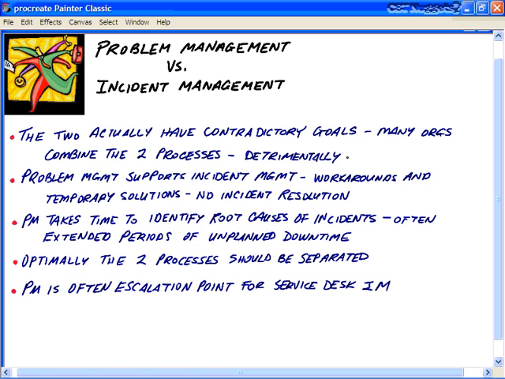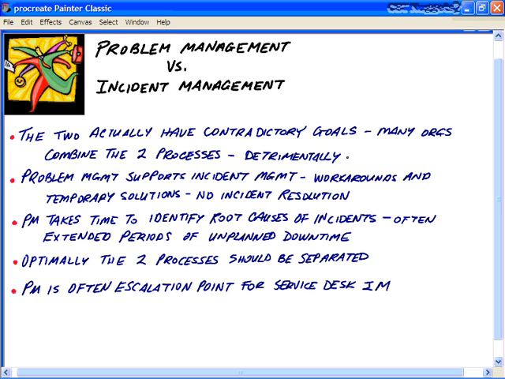Now, when you combine problem management and incident management into one IT service, you're really kind of contradicting each other. So from an ITIL standpoint, you would like to separate these IT services if possible. This is going to give you long-term effectiveness. Problem management should support incident management.